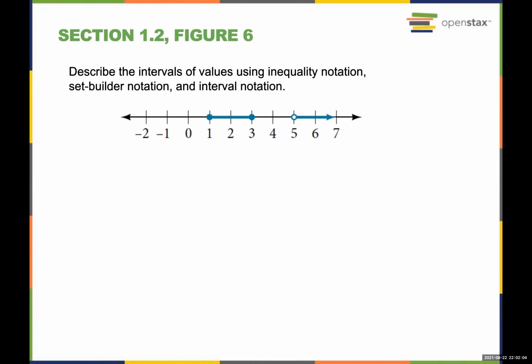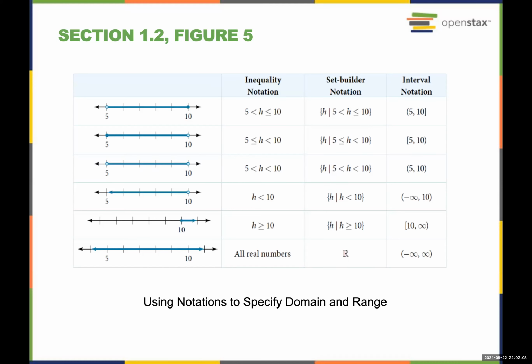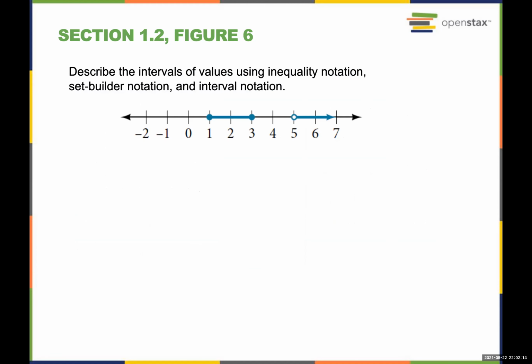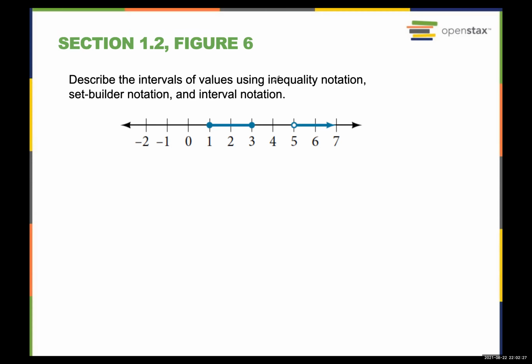Good. Next example, let's try that, using inequality notation, set builder notation, and interval notation. Given the number line here, let's start with inequality notation. We have here from 1 to 3, so including 1 and 3. That is 1 less than or equal to x less than or equal to 3.